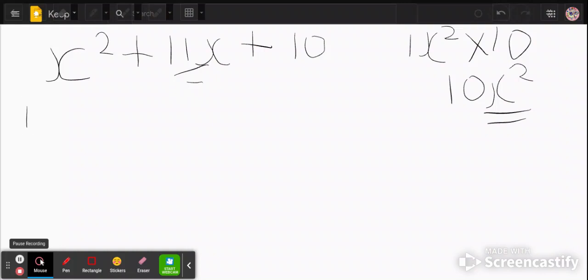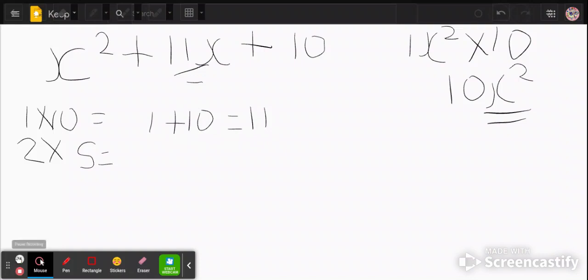That would be 1 and 10, right? 2 and 5. And yes, those would be our factors of 10, right? So which one of these factors, when we add them, will get 11? That would be 1 and 10, right? Because 1 times 10 gives you 10, and 10 plus 1 gives you 11. So we've established that.